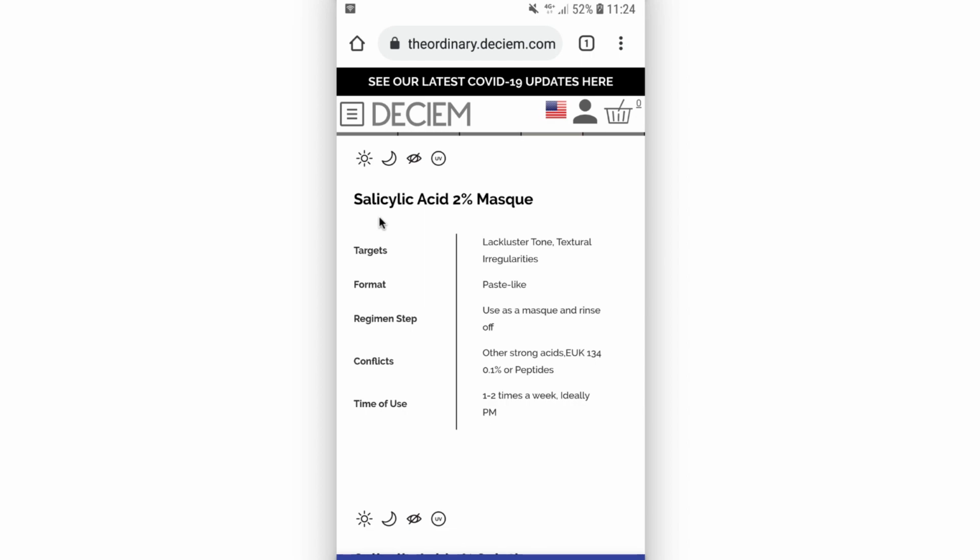You can see on the top the little icons like the sun, the moon, and the eye with the line across, which means that you should avoid any contact with eyes, as well as that you have to protect your skin when being exposed to the sun, so that you're not getting sunburned, since it can make your skin sensitive to the sun. Then if you look further, it tells you what it targets: lackluster tone and textural irregularities. So if those are your concerns, you may want to consider getting the mask, in case you want to know more about what it specifically does for the skin.